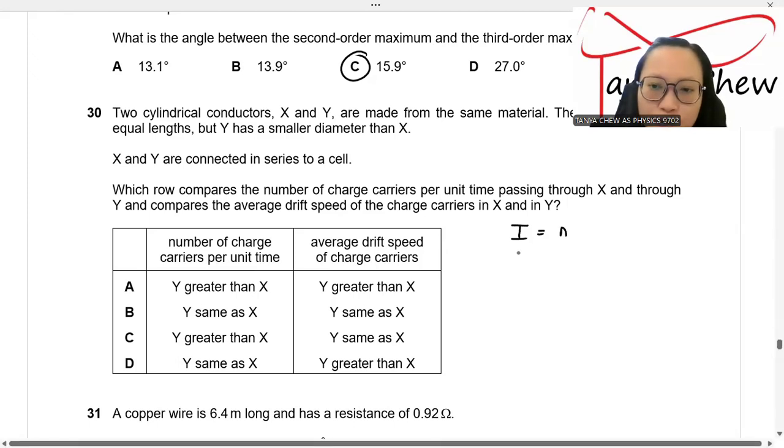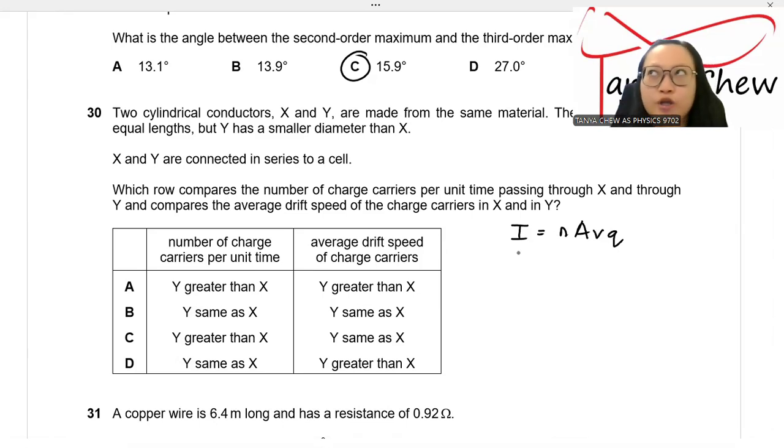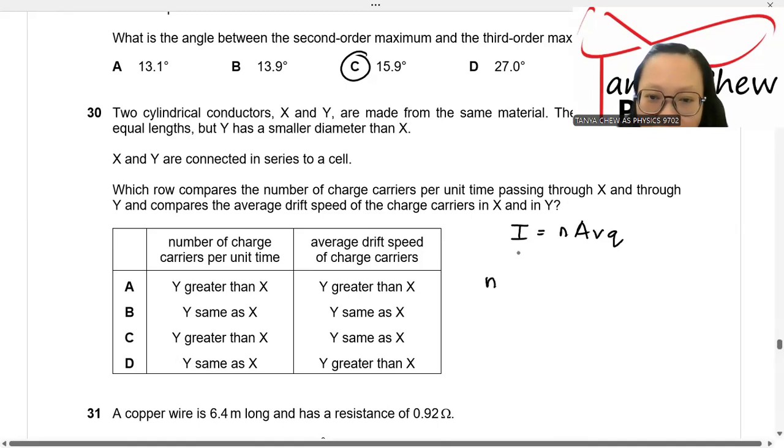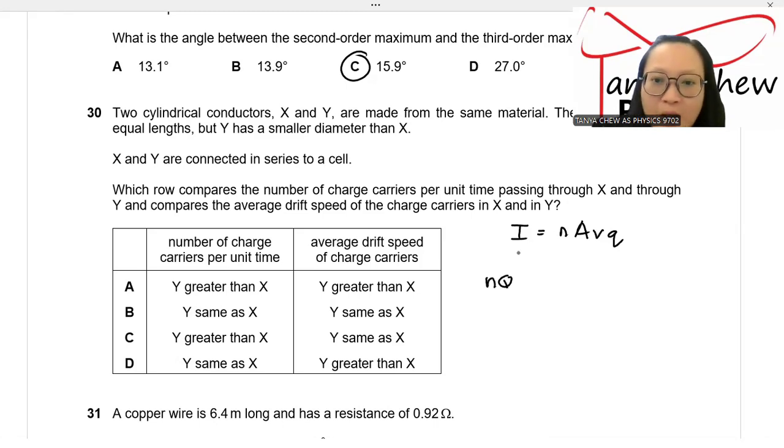I is equal to nAvq. v represents the average drift speed. q represents the charge. A represents the cross-sectional area. And n represents the charge density. I represents the current. Now, I want you to see this: the number of charge carriers per unit time. This is the definition of current, which is I, right?